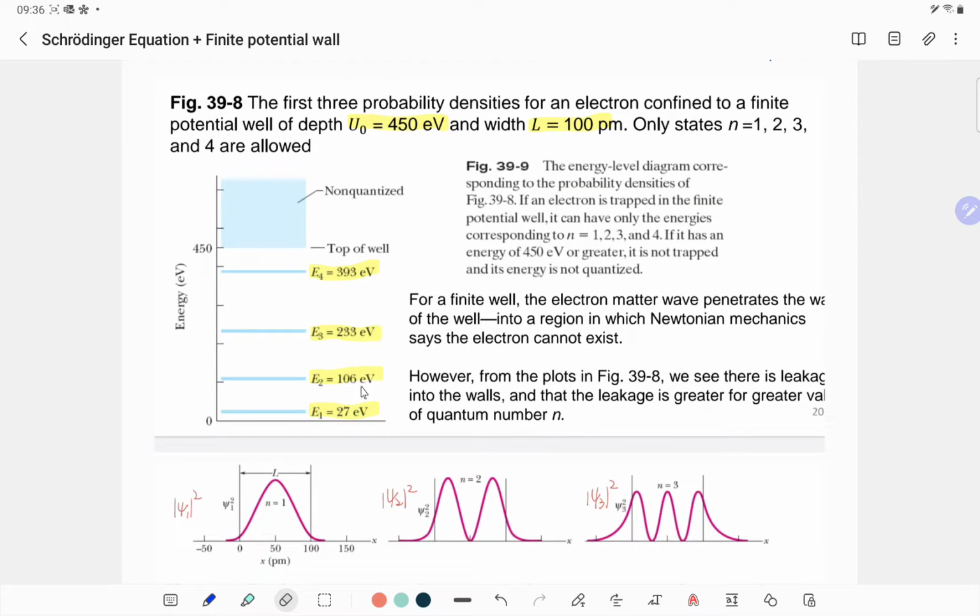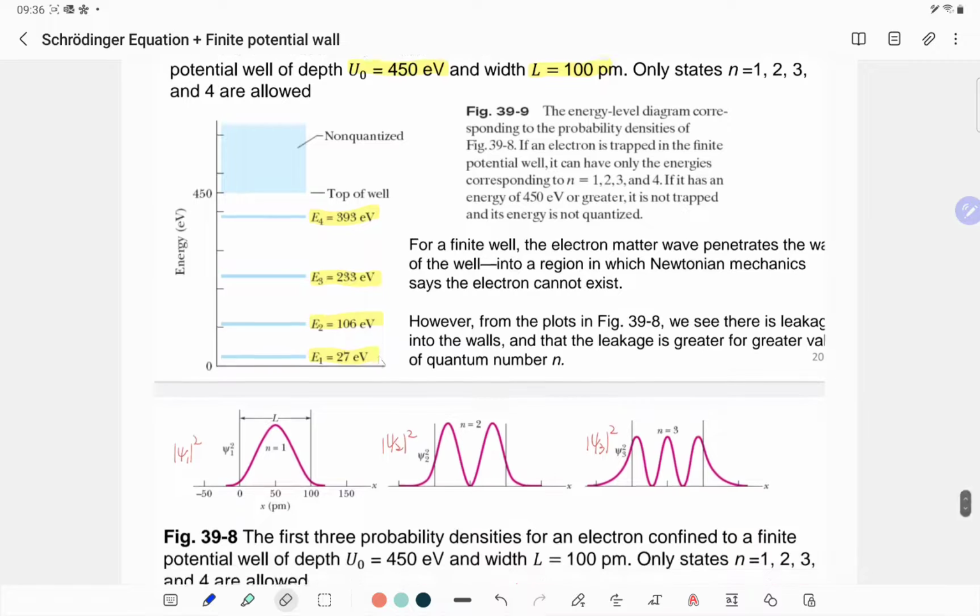This is approximately 4 times, but not actually the same. If you multiply this one by 9, it is 240 something. So yes, it is still similar to the infinite square well, but not actually the same. If you really need to find the precise value, you need to solve the Schrödinger equation.